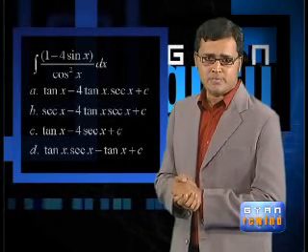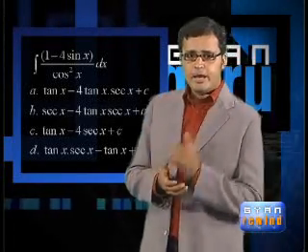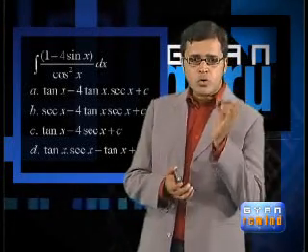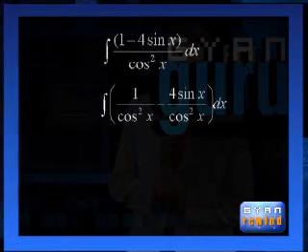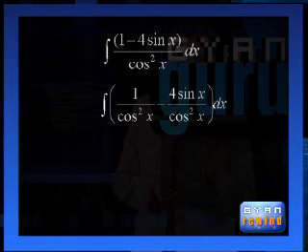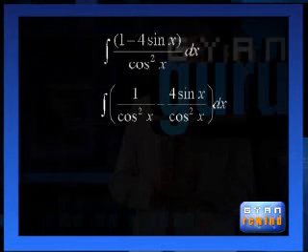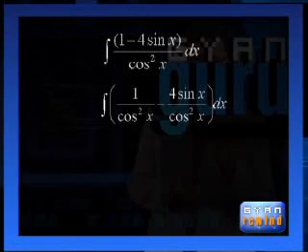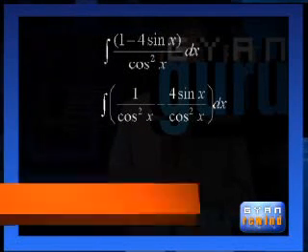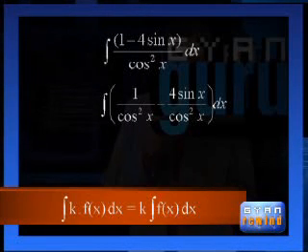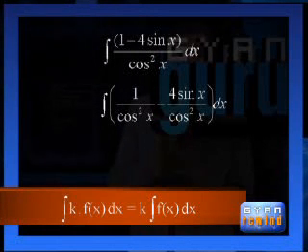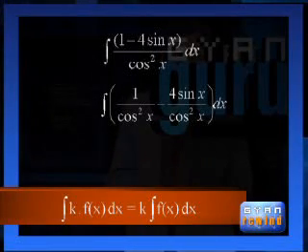Okay, moving on to our second problem here. Integral of 1 minus 4 sin x by cos square x dx. Now the answer here is c. To crack this one is very, very simple. We simply rewrite the expression as integral of 1 by cos square x minus 4 sin x by cos square x dx. This is the integral we need to find out now. So what do we do? We break up the question by applying the first property. Now we apply the second property and take 4 outside the integral sign.